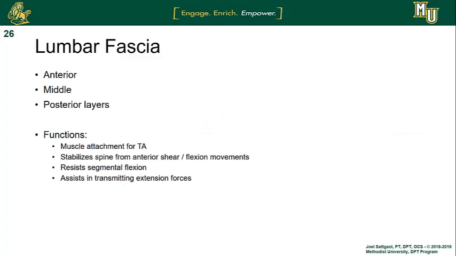Lumbar fascia has anterior, middle, and posterior layers, and serves a number of roles, not only in terms of muscle attachment for the transverse abdominis, but also in terms of protecting from shear and other motions that can create more or less challenges to stability of the spine. Segmental flexion is resisted, as well as helping in terms of transmission of extension forces.